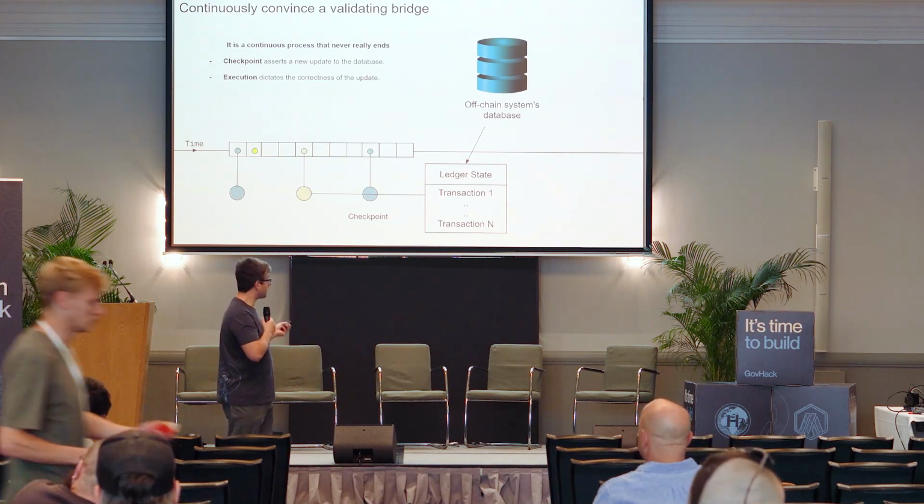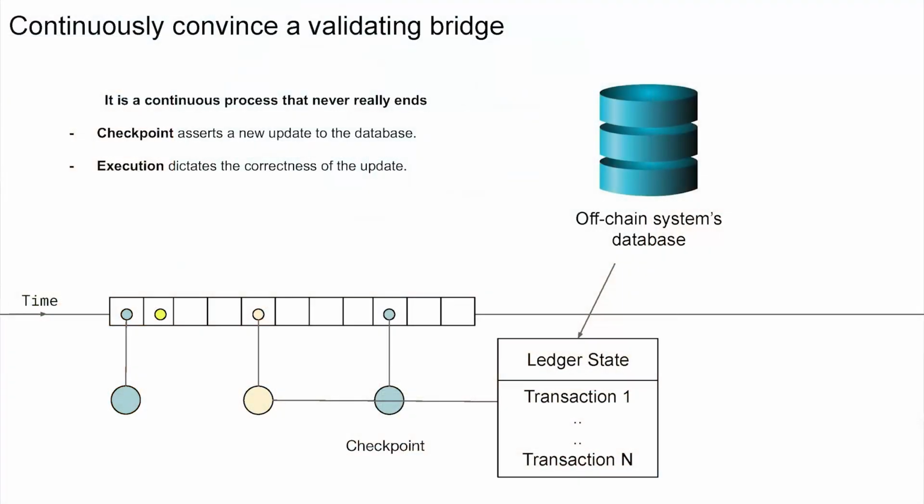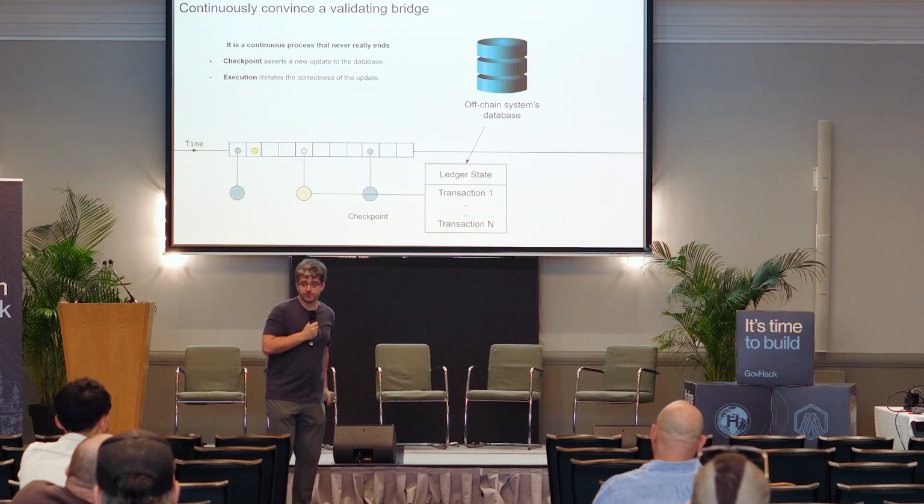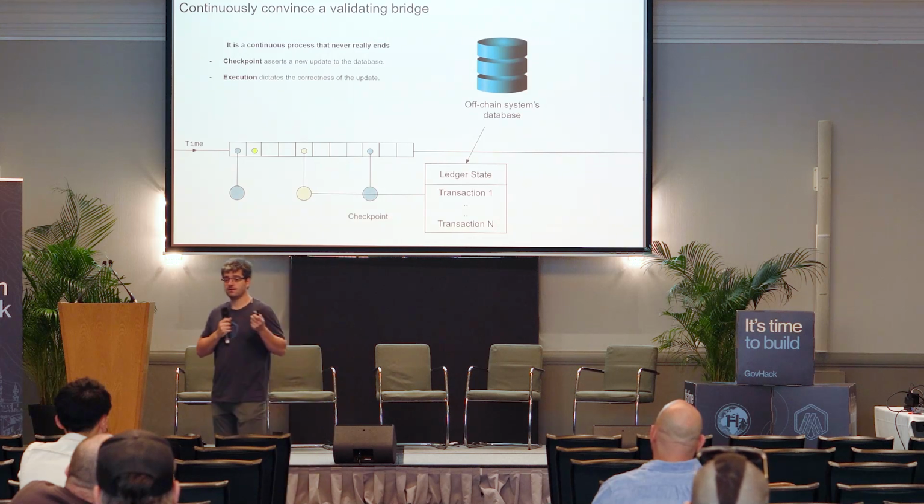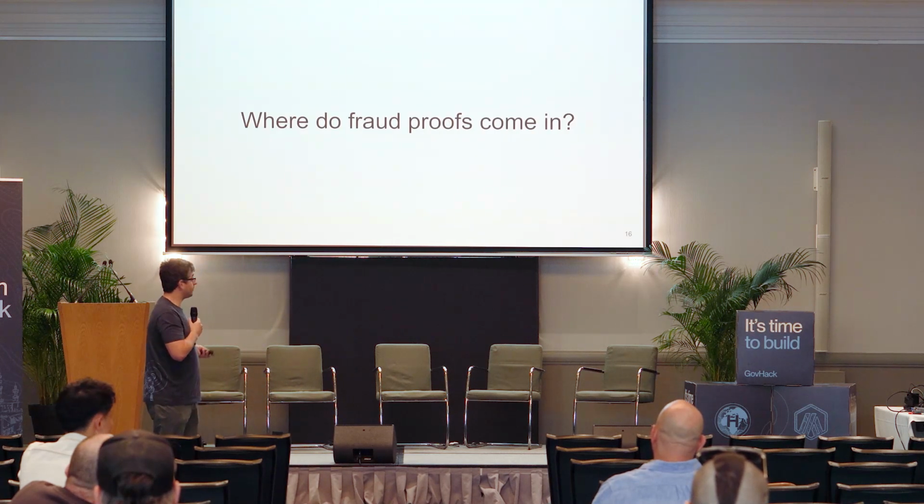Now, that's how they work, but in Arbitrum and in most rollups, we all like to talk about fraud proofs or validity proofs. So where do they come in? At least in Arbitrum, we have fraud proofs. So where do fraud proofs come in?